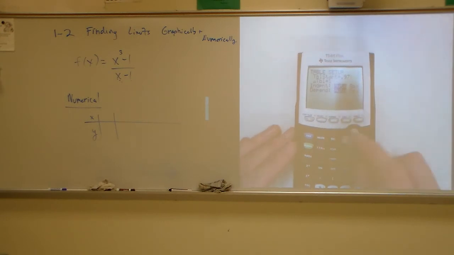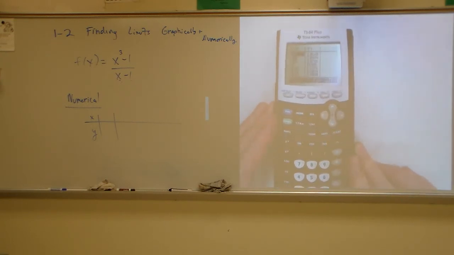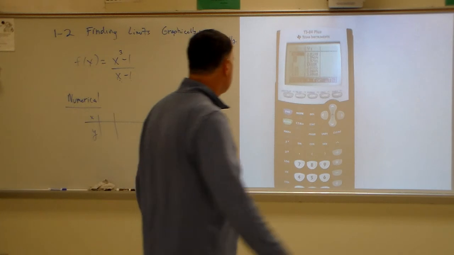So I put in 0.97. And this tells me what they want to go by. What's my interval for my table? I'm going to make this 0.01. Let's look at what happens. Let's hit second table. Here is our table. You can do it on your own calculator, and you get a better picture that way.